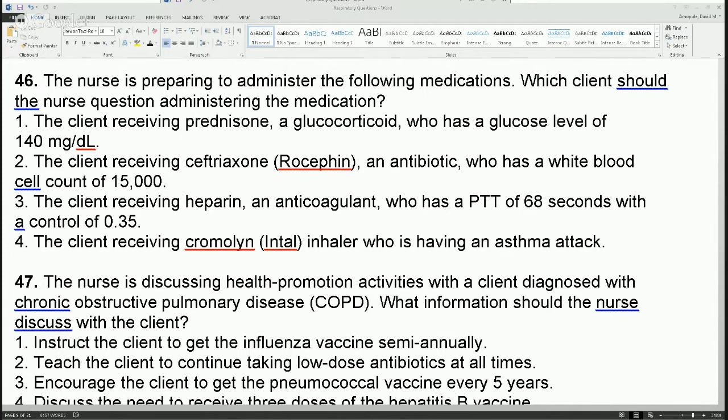See, the white blood cell count is high, so you're trying to find an infection, so an antibiotic would help. The corticoid is going to make that go up, but I think PTT is supposed to be 35 to 45, right? So I'm going to say the heparin. Nope, that's totally fine because you're taking heparin.